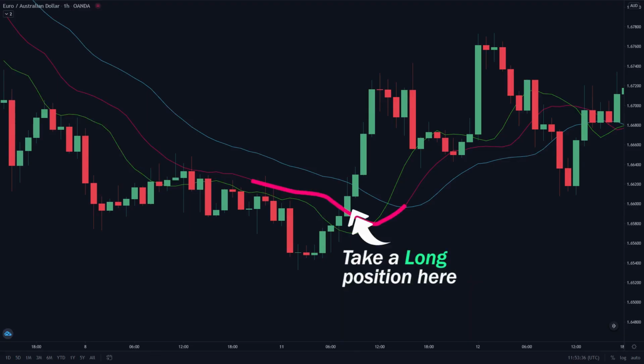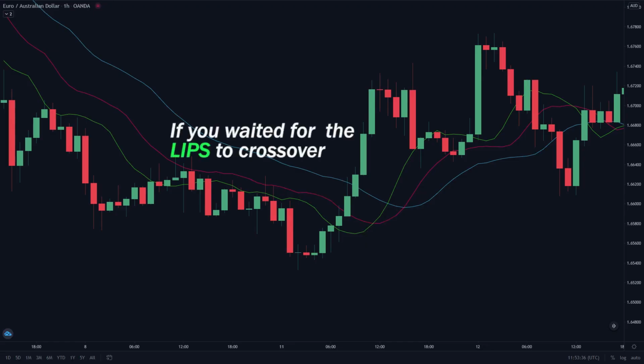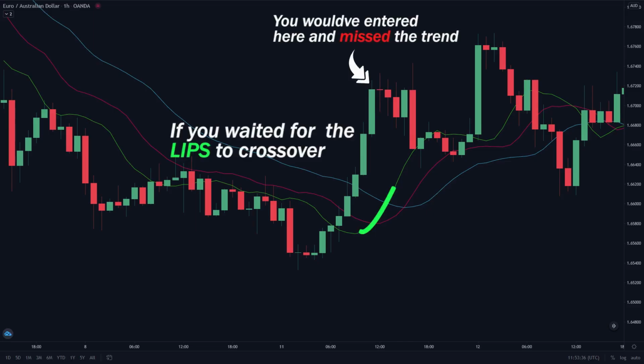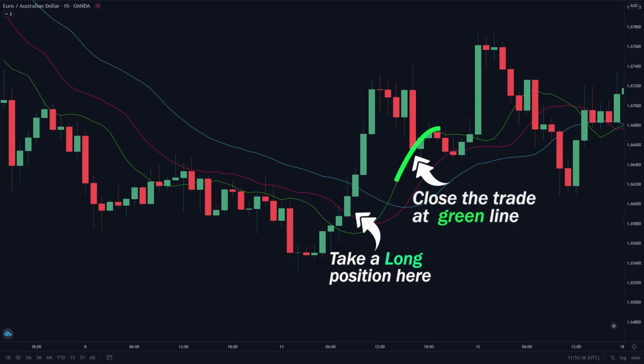So if we used this method instead of the traditional method, we actually caught the trend early. If we used the traditional way of waiting for the green line to cross over the other lines, you would have missed the trend here because it's a very late indicator. So that was for my entry signal, and our exit signal is actually very simple as well. So you close your trade when a candle hits the green line, the lips.